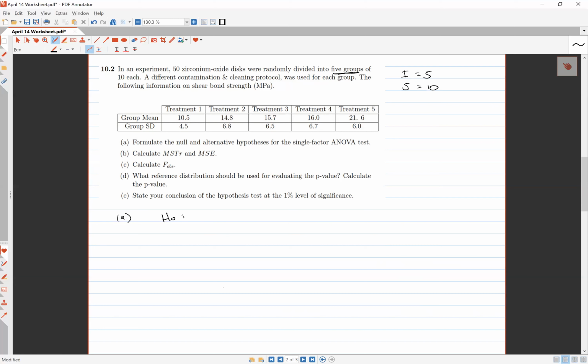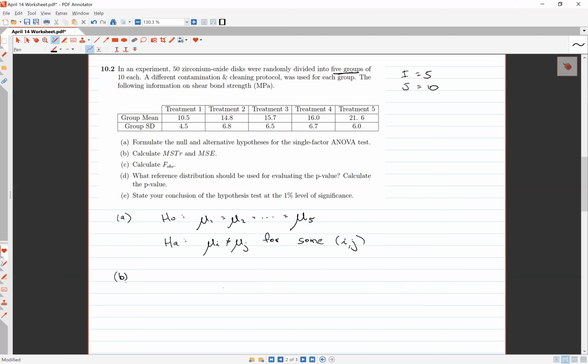So null hypothesis will be mu1 equals mu2. And depending on how many groups you have, I'm totally okay with you using an ellipsis in the middle as long as you indicate you're evaluating equality across all the groups. So you have first and last group at least. And your alternative will be mu i not equal to mu j for some pair i, j.